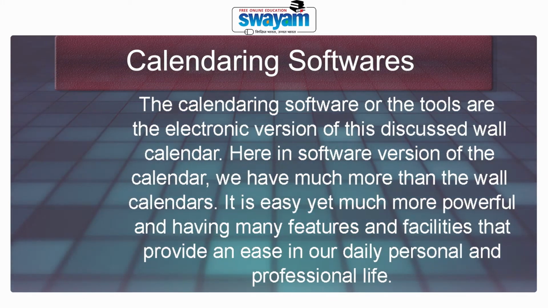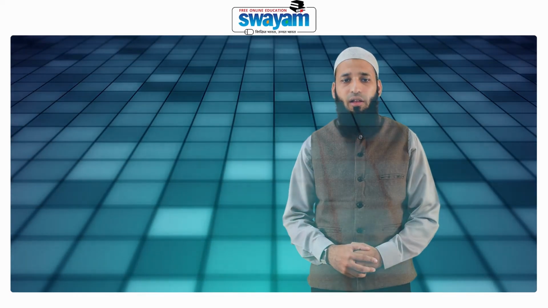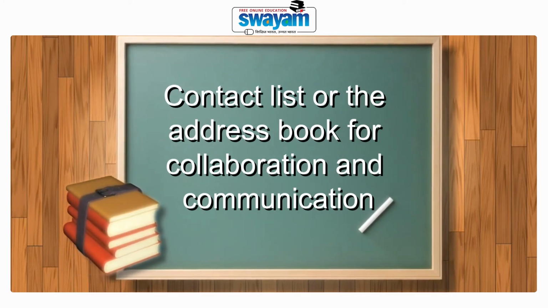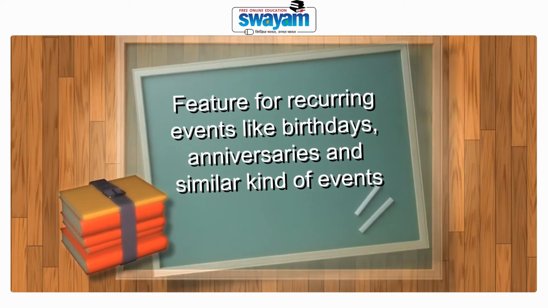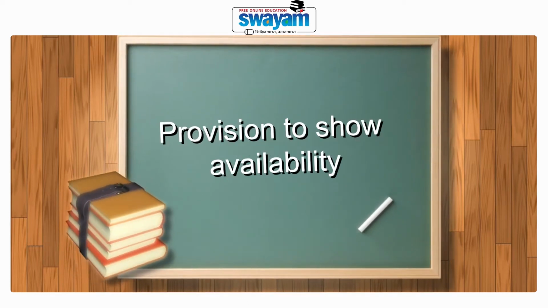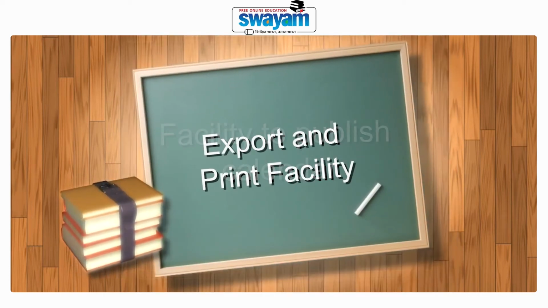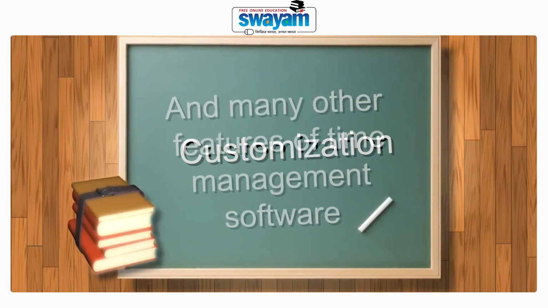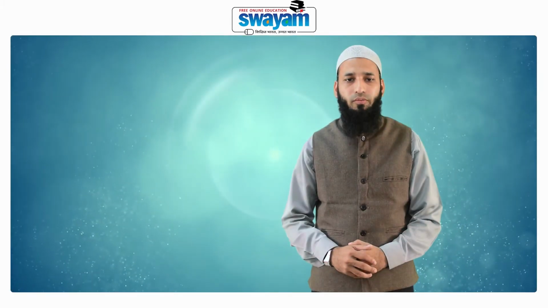The additional features a calendaring tool may provide are a facility for appointments, a contact list or address book for collaboration and communication, a feature for recurring events like birthdays and anniversaries and similar kinds of events, reminders, the provision to show availability, and a facility to publish the calendar like export and print facility. Customization is another feature, and many other features of time management software are also part of the calendaring tool.